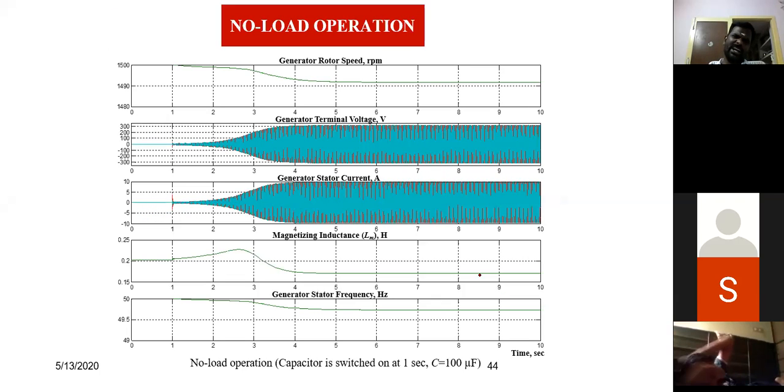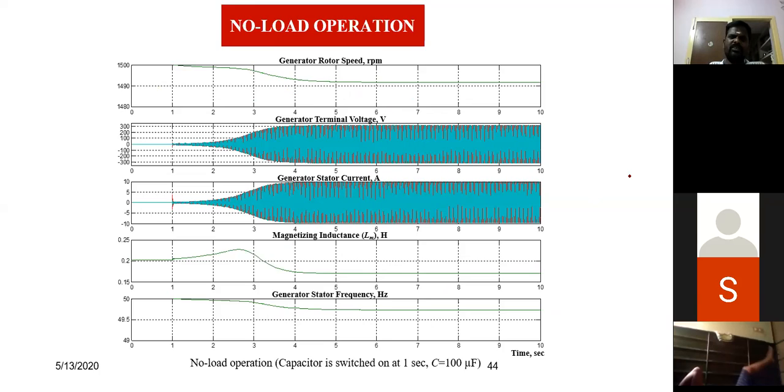In the no load operation, the capacitor is switched on at 1 second. Initially the machine runs at 1500 RPM. After switching on at 1 second, we considered C equal to 100 microfarad, and the speed gets reduced, the voltage builds up like this, and the generator current also increases. The magnetizing inductance gets reduced, and the stator frequency also gets reduced.